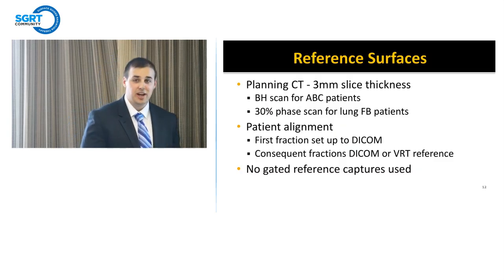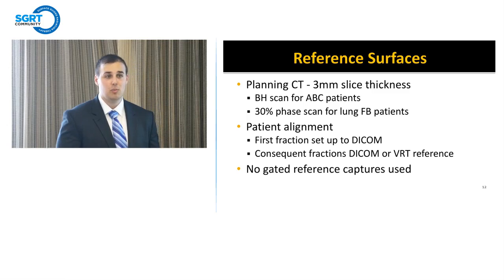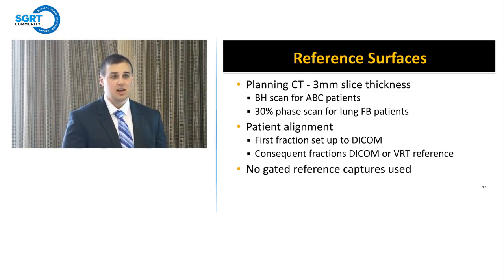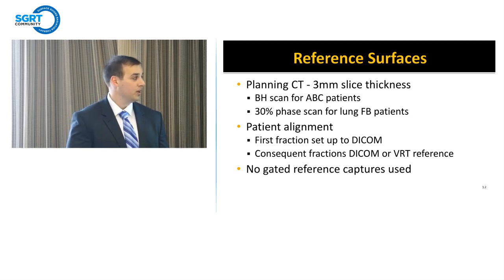And so for the actual creation of our reference surfaces, all of our patients were simulated on our CT with a 3 millimeter slice thickness, and that DICOM data was sent over to the AlignRT system. If they were an ABC patient, they did have a breath hold scan acquired, and that was what was sent over. And similarly, if they were a lung free-breathing patient, we used a 30% phase exhale scan from their 4D CT and sent that over.